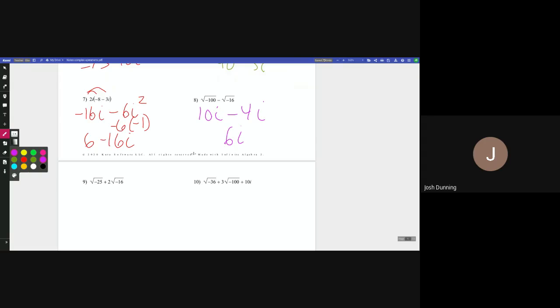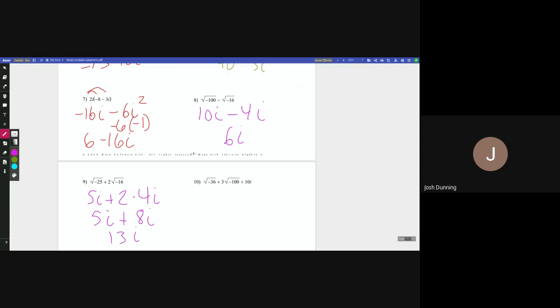Number 9, okay, so there's no minus there. Anyway, so that's 5i. Sorry about that. Plus, well, we got this 2 out front. Just don't forget, that's 2 times. So it'd be 2 times square root of 16, 4 with the i. Well, I got to multiply before I add, so bring the 5i plus 2 times 4, 8i. 8 plus 5, 13i.